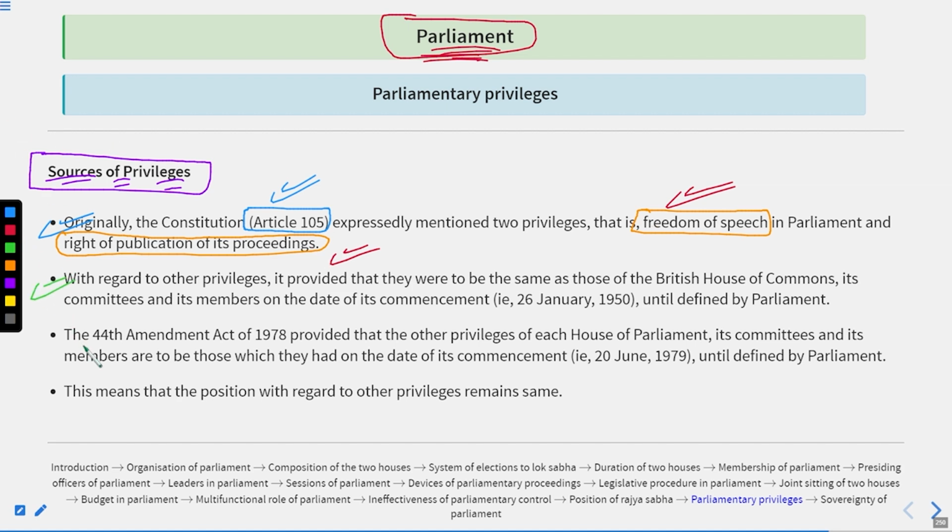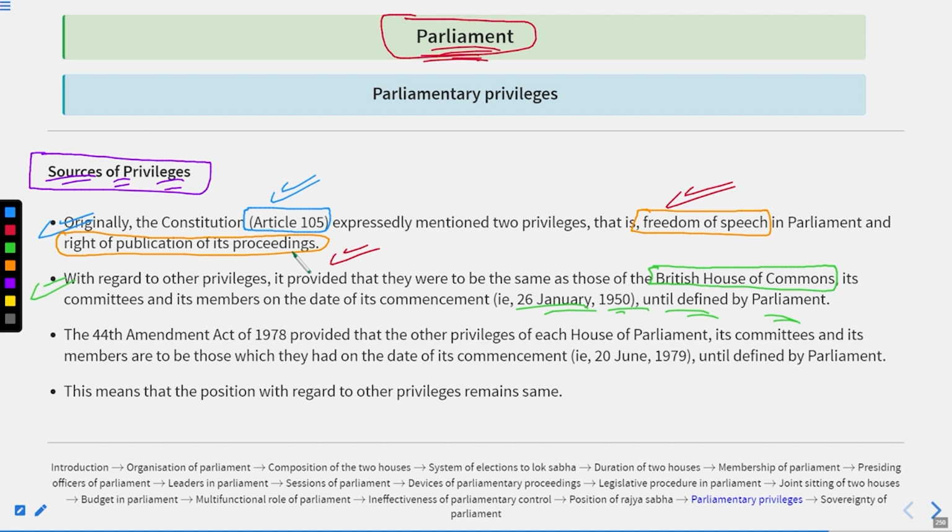With regard to the other privileges, it provided that they were to be the same as those of the British House of Commons, which is the lower house, its committees and its members, on the date of its commencement, that is, 26 January 1950, until defined by the Parliament. So basically, these first two provisions are provided by Article 105: freedom of speech, and the right to publish the proceedings of the House. These two are constitutionally provided.